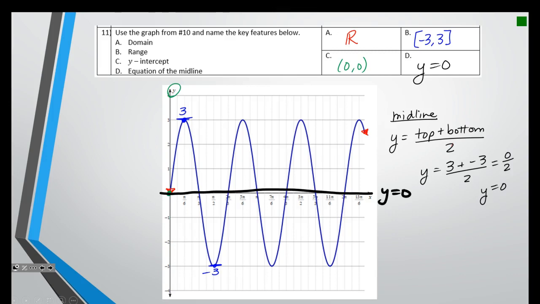So either way, if you have to use the formula or if you can just look at it, either way you should get y equals 0. And please remember that it specifically asks you for the equation of the midline, so it has to say y equals.